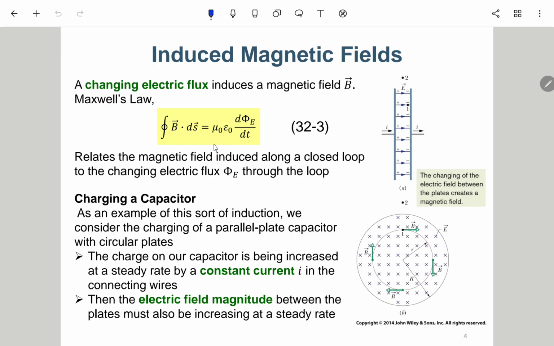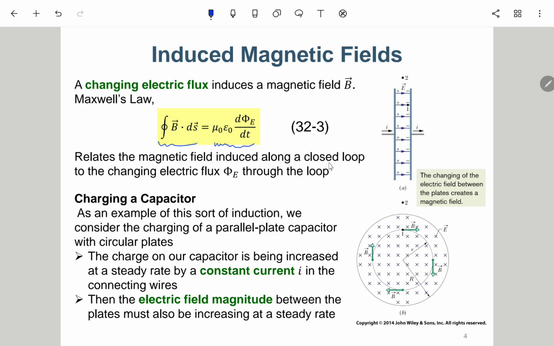On the left side, very familiar, this is the left side of Ampere's law, the line integral. I don't need to repeat because you have already learned Ampere's law. But the right side is different. On the right side we have mu naught epsilon naught, and then d phi e dt.